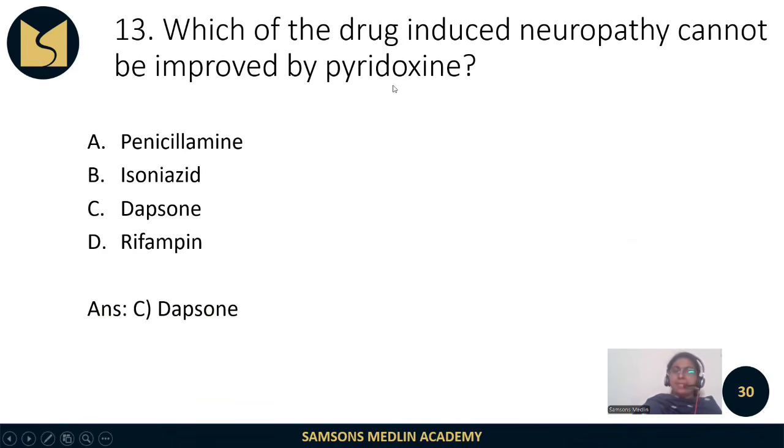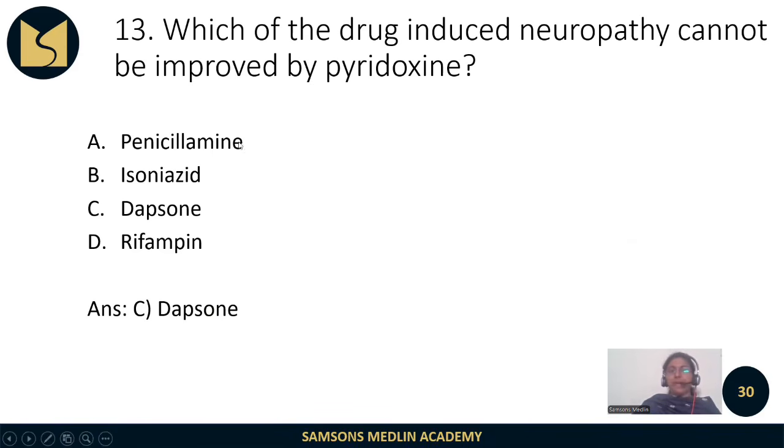So we have studied that pyridoxine is vitamin B6, right? There are a lot of drugs that can induce neuropathy. Penicillamine, isoniazid, dapsone, all these can induce neuropathy. Rifampin is not a drug associated with neuropathy, but all the other three drugs are. When the patient has peripheral neuropathy, usually they will be supplemented with pyridoxine. When the drug is given, vitamin B6 supplementation is also given to resolve this drug-induced neuropathy.